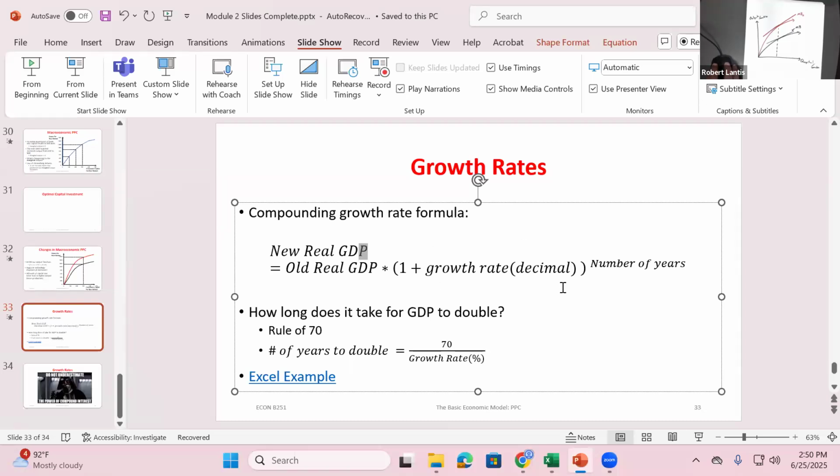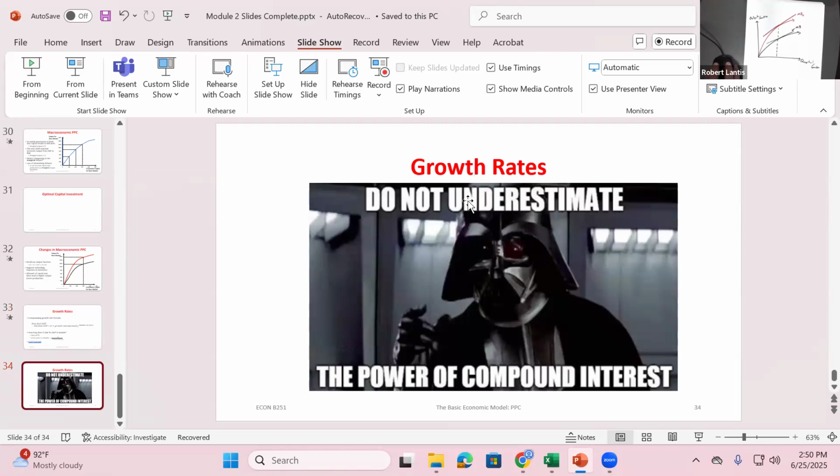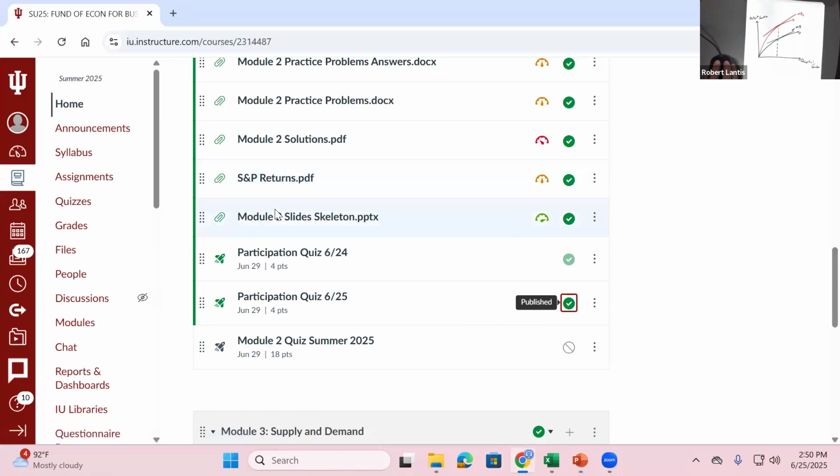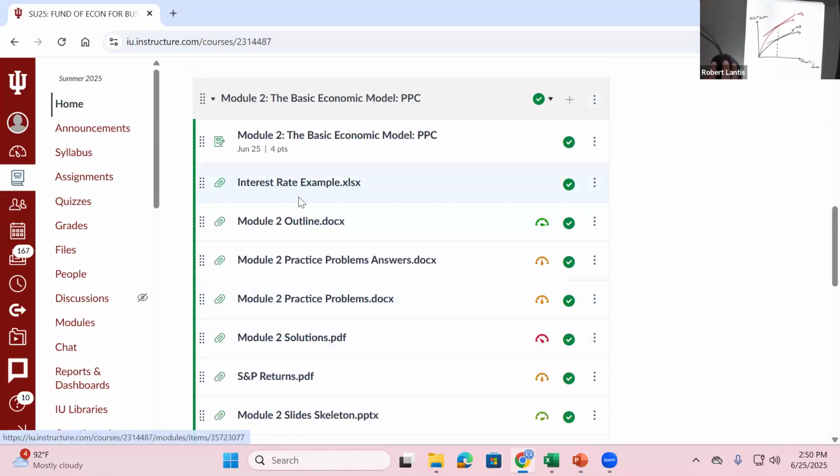So with this equation in mind, do not underestimate the power of compound interest, or the power of a compounded growth rate, and how quickly a GDP can grow. Or rather, how much more the GDP can be if there's even a small change in that growth rate. So what I have on Canvas and right here is this interest rate example.